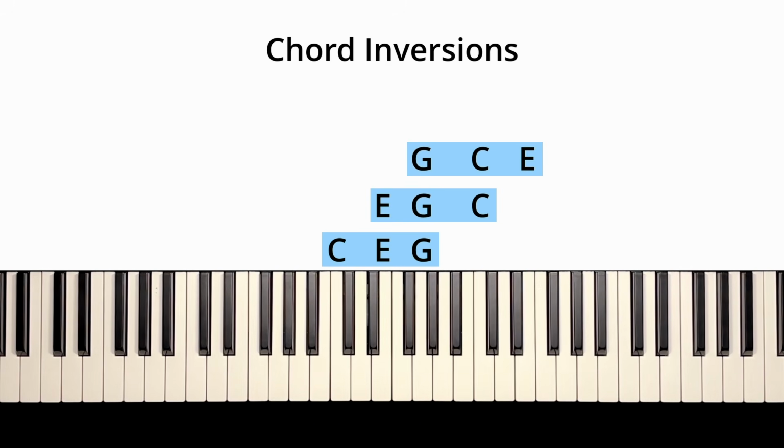These are still C major chords because they contain the same 3 notes, but only the first one begins with C. So, whenever you're trying to identify a chord by its root note, just keep in mind that this only works if the chord is in its root position.